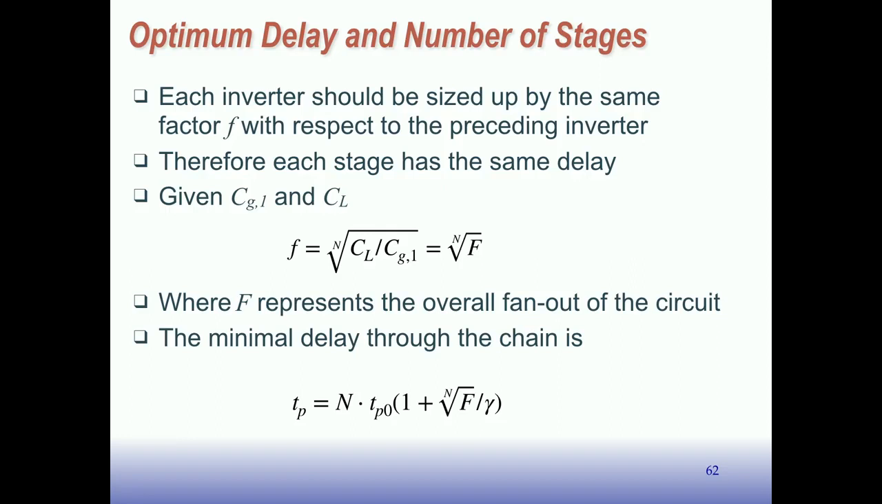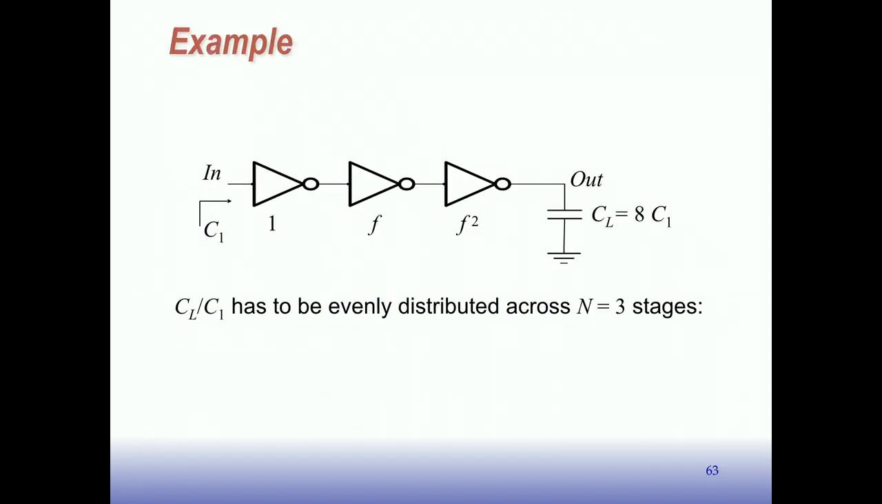Okay, so here's an example of a circuit like this. Let's say you have input capacitance of C1, and the output capacitance is 8 times C1, so this capacitance is 8 times the input capacitance to that inverter. And I say you can only use 3 inverters here. What's the optimal f? If this is a unit size inverter, and this is an inverter that's f times bigger, what should f be in order to make this work out?